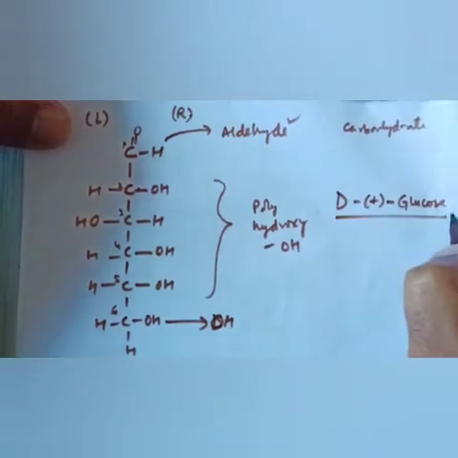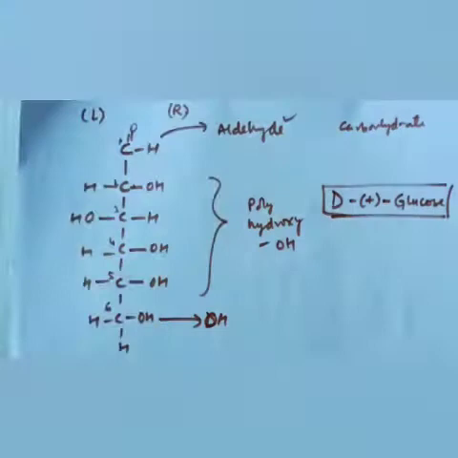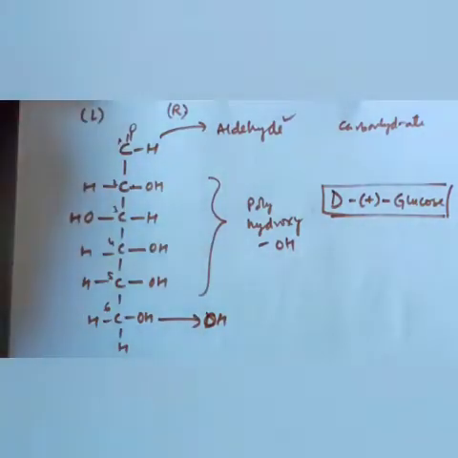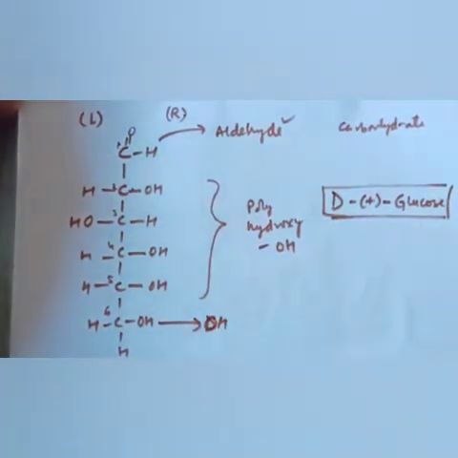Dextro plus glucose. Now what is dextro? It is the right hand side. Then you will write it on the right hand side. Then the name of this compound will become dextro glucose.